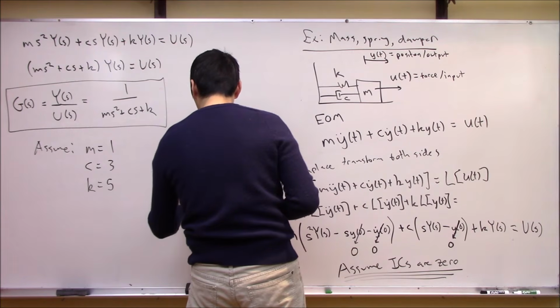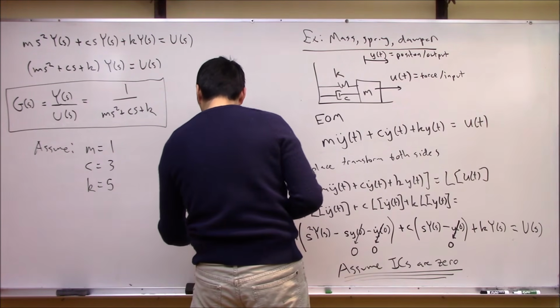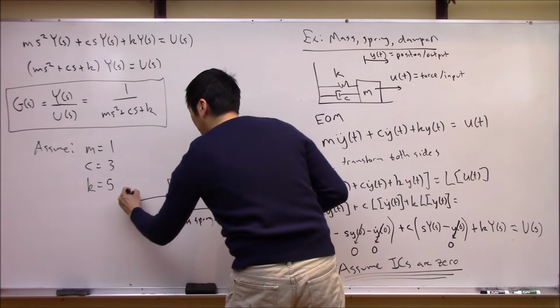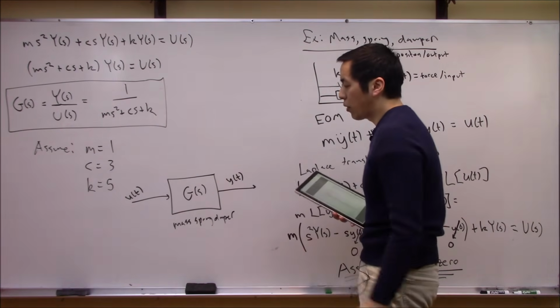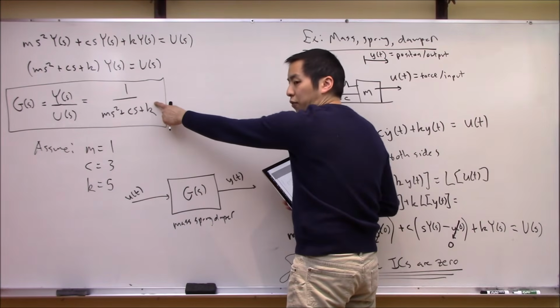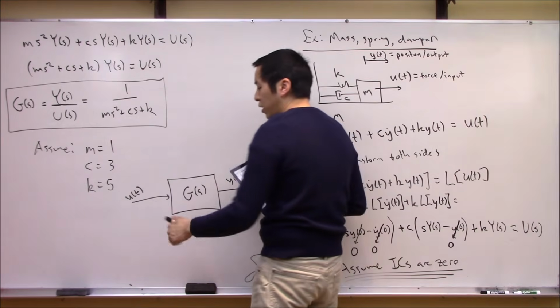Now I've got this G of S here, which is my mass spring damper system. In goes some kind of arbitrary forcing function, and out comes the position of the block. So what I want to do now in Mathematica is investigate how we can use this mathematical transfer function model that we developed to predict the output for different kinds of inputs.